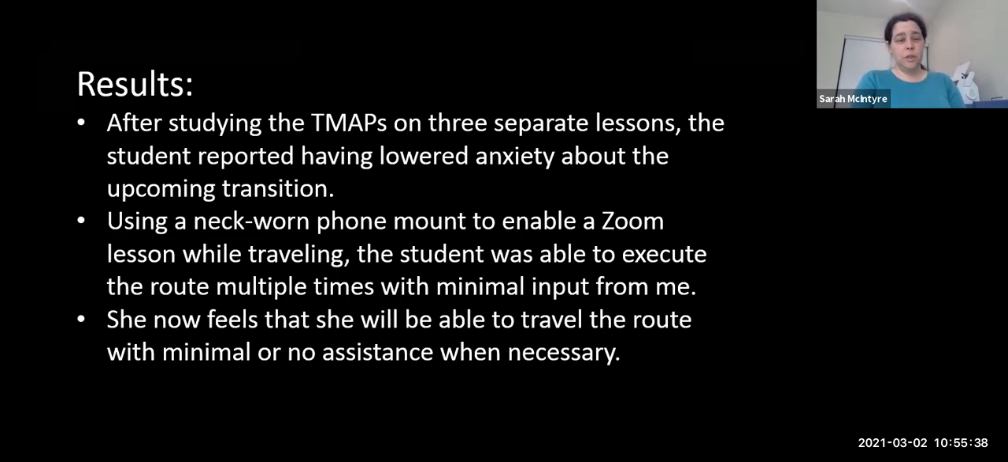And there again, this is a student who was an independent traveler. I had worked with her for quite a while. And after that, she felt that she could do the route whenever it was going to be necessary. So for a student who had started with extreme anxiety, the Tmap kind of made it possible for her to approach this with a lot less anxiety.